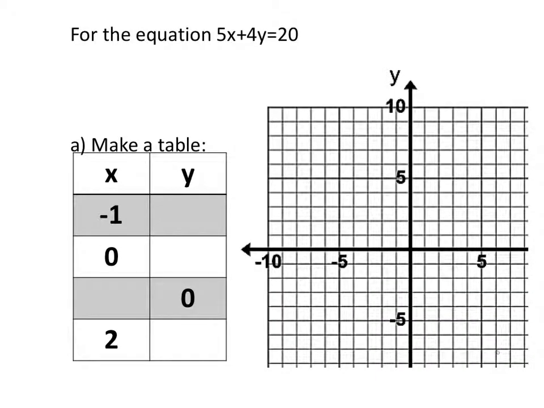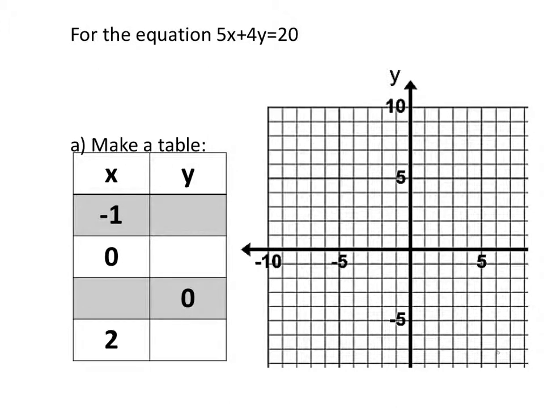All right, here's an equation. This is called standard form. So we got 5x plus 4y equals 20. And then we can make a table. Sometimes they give us a table and we just kind of fill in the blanks. This is kind of like the last problem from 3.2.